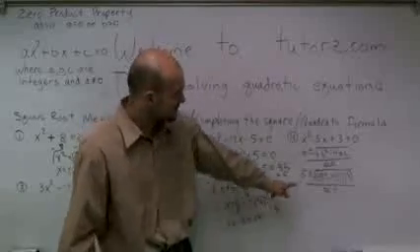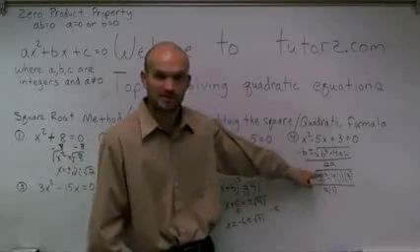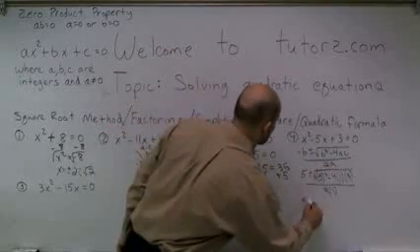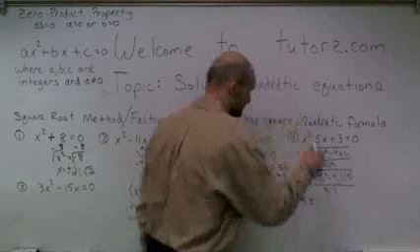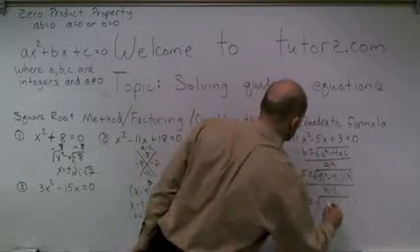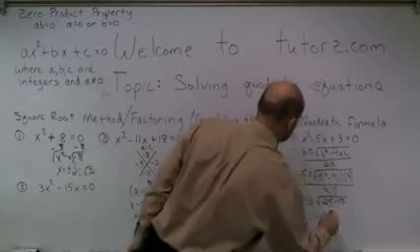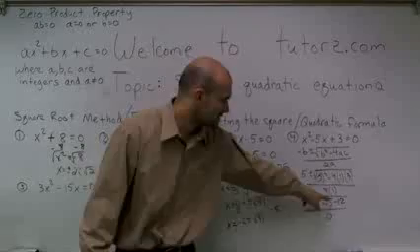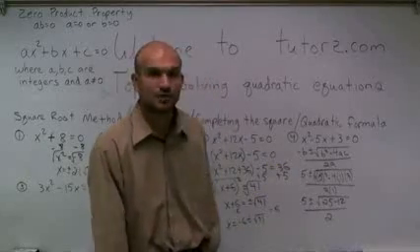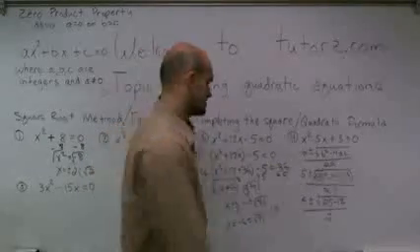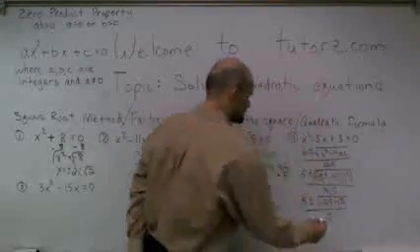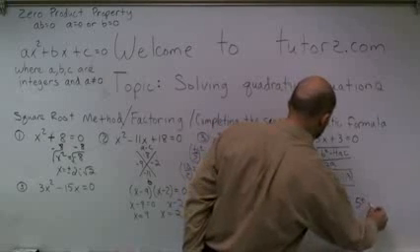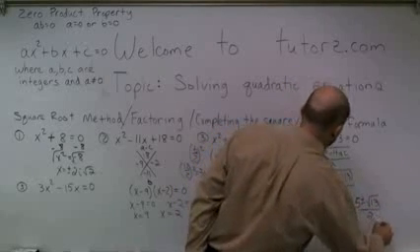Here I notice I have 5 squared, which is 25, minus 4 times 3, which is 12. So I'll have 5 plus or minus the square root of 25 minus 12, all over 2. Then I can reduce this down: 25 minus 12 is 13. So I have 5 plus or minus the square root of 13 over 2.